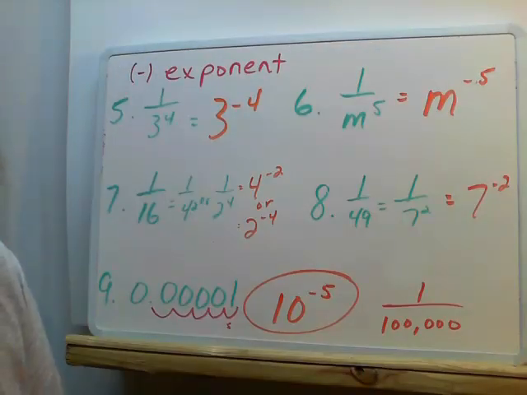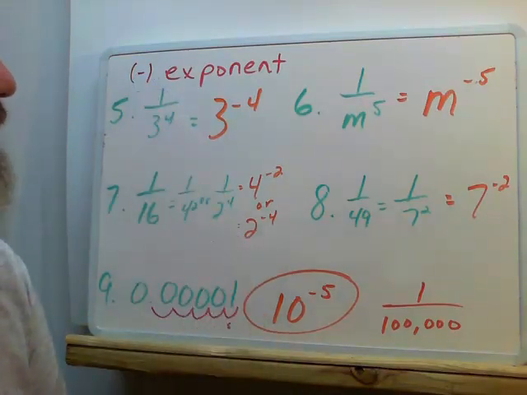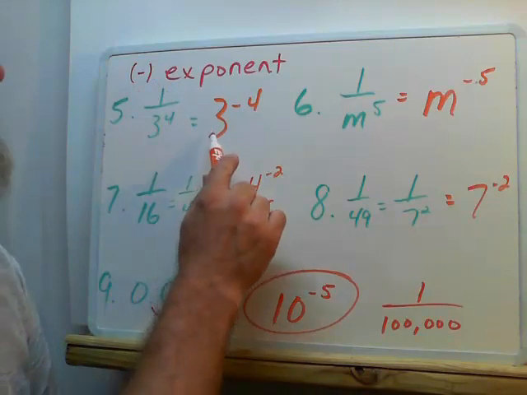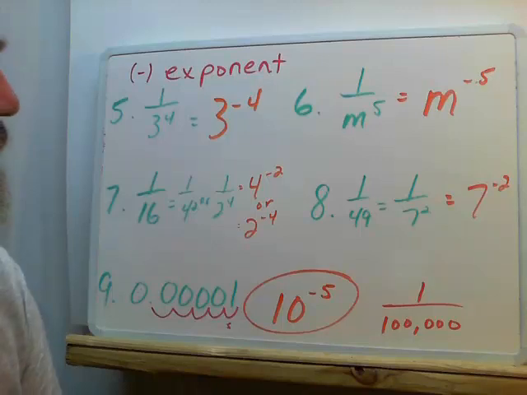Number 5, we're now changing to negative exponents to practice that for a while. So we have positive exponent 1 over 3 to the fourth. In order to make it negative, we move it to the numerator, and it becomes 3 to the negative fourth power. Number 6, 1 over m to the positive fifth becomes m to the negative fifth.